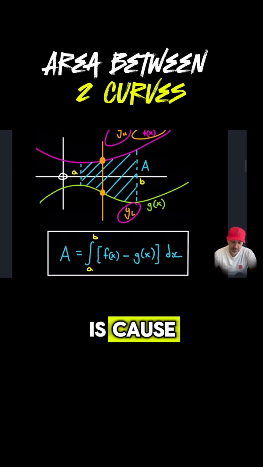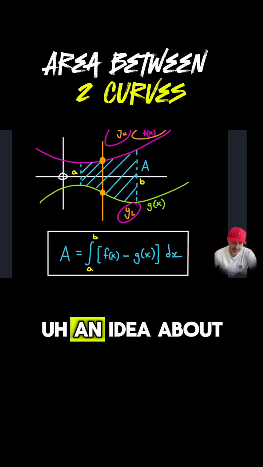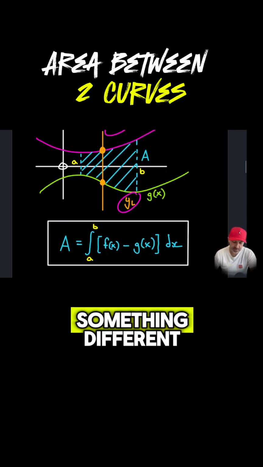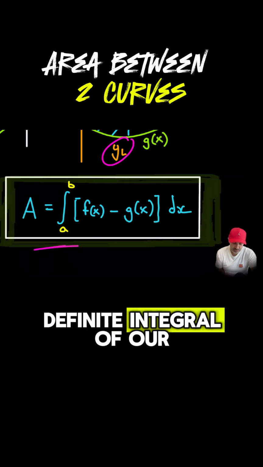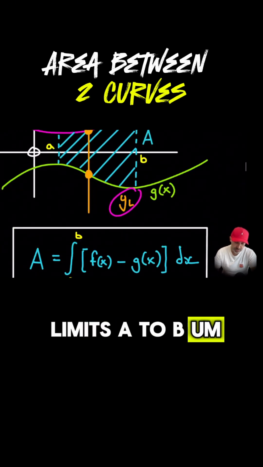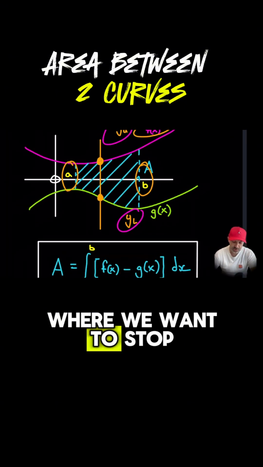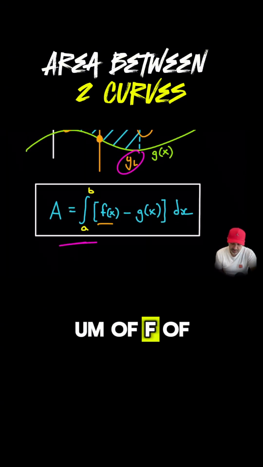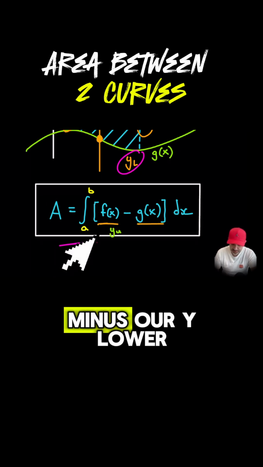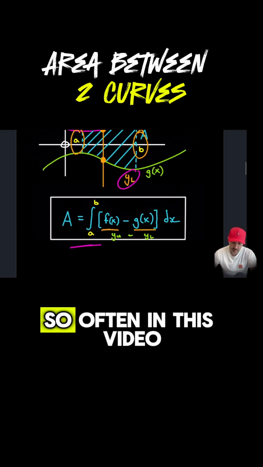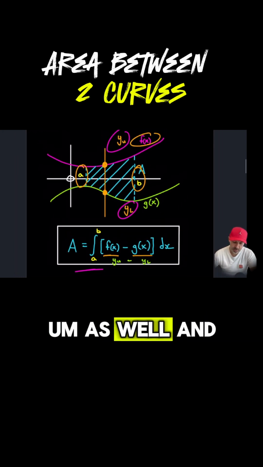The reason being is because not all functions are going to be labeled f of x and g of x. So we just have to have a concept, an idea about what to do if they are labeled something different. But in this instance, yes, it is the definite integral of our limits a to b. So those were, we can see these vertical lines here, a and b. That's where we want to stop. Of f of x minus g of x. And so this would be our y upper minus our y lower. So often in this video, I will refer to them as upper and lower functions as well.